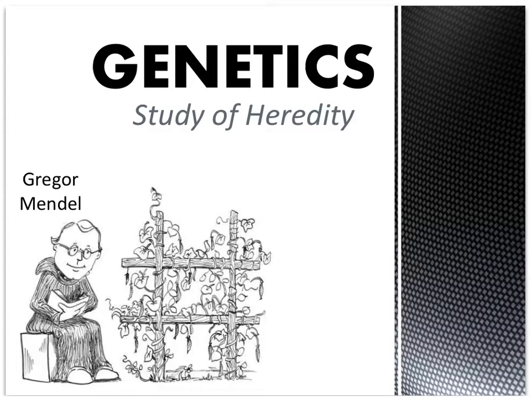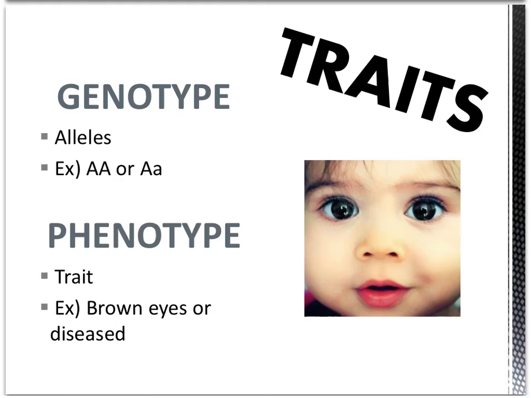Genetics is the study of heredity that was started by experiments done by this cool guy known as Gregor Mendel, and he studied pea plants. Heredity is the passing of traits from parent to offspring. Traits can be described as genotype or phenotype.